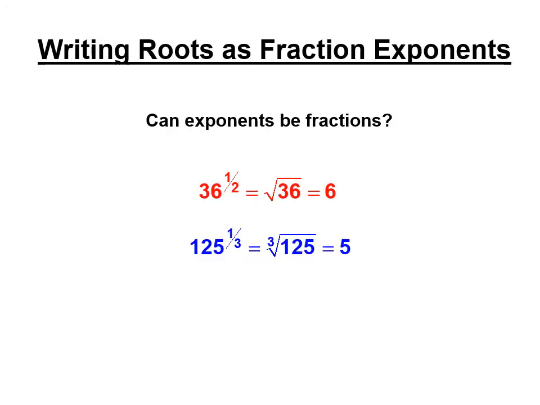All right, so look at this wackiness. Square roots can be written as 1/2 fraction exponents. Cube roots can be written as a 1/3, and obviously fourth roots would be to the 1/4. And we'll see why that works today. So 36 to the 1/2 is the same thing as the square root of 36, 6. 125 to the 1/3 is the same as the cube root of 125, which is 5.